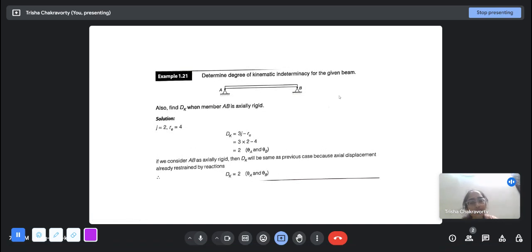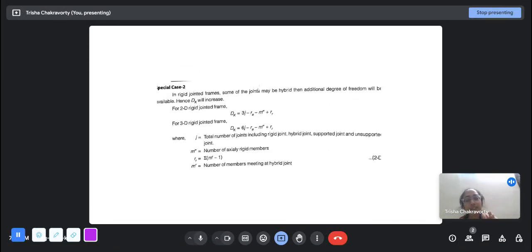Degree of kinematic indeterminacy for this beam. There are two joints. J is 2, RE is 4 because there are two hinge supports, each with Fx and Fy. So 3j minus re is 3 into 2 minus 4 equal to 2. Now, delta x and delta y are restrained at both these points. So these two degrees of freedom represent the rotation at A and the rotation at B. Now, if we consider AB is axially rigid, this degree of kinematic indeterminacy will not change because the axial displacement is already restrained here. So, in that case, we do not have to subtract 1. So, the rotational degrees of freedom at A and B remain.